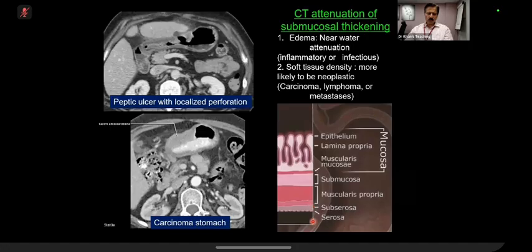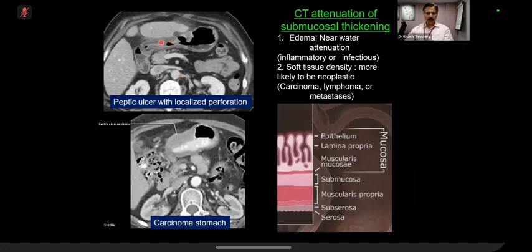If you go back to your histology, this is the histology of the stomach. This is the mucosa. Then there is submucosa, then muscularis, subserosa, and serosa. Serosa is the peritoneum, the visceral peritoneum. Now, this is the case which I was showing you.